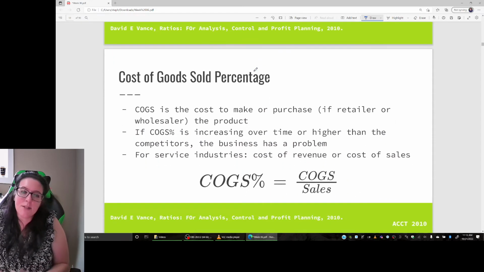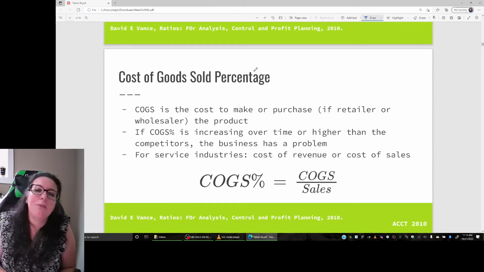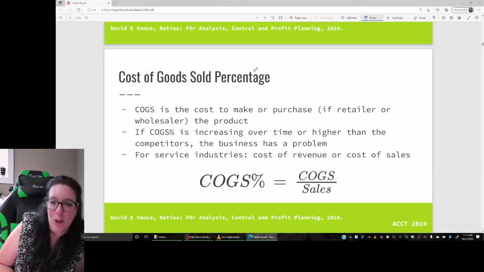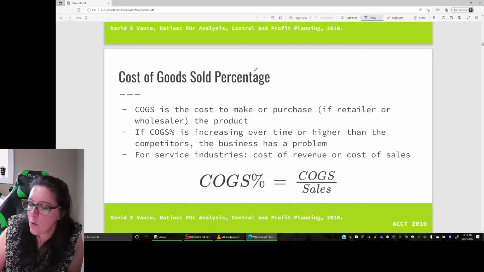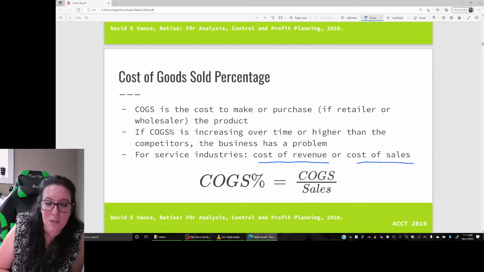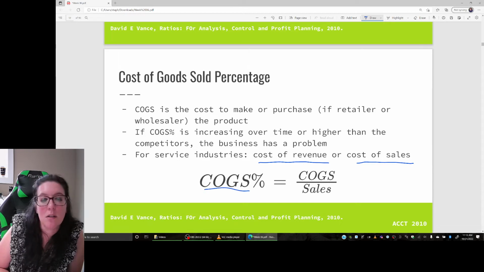When we look at cost of goods sold, if your organization does not make goods, then you might refer to them as cost of revenue or cost of sales. So for service industries, we often see cost of revenue or cost of sales instead of COGS.